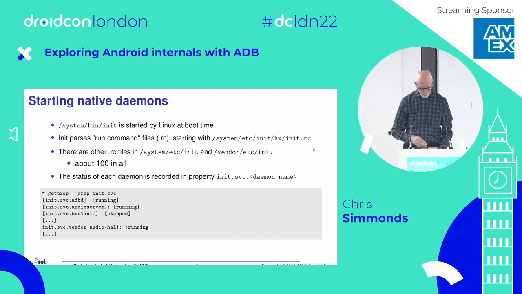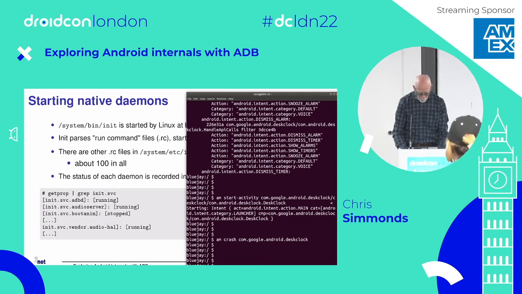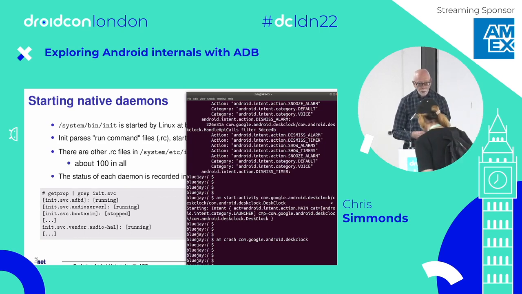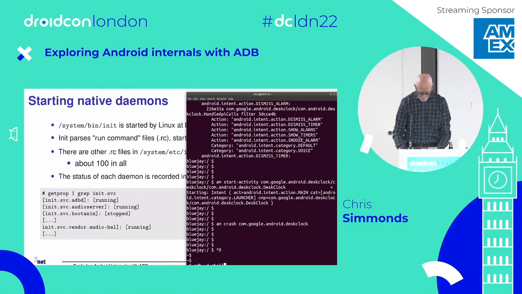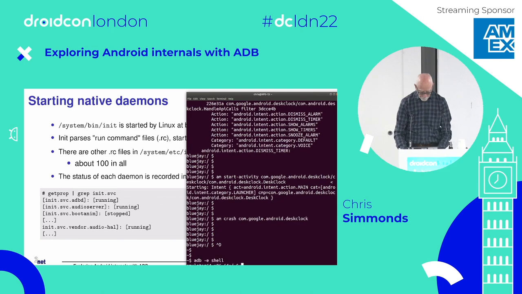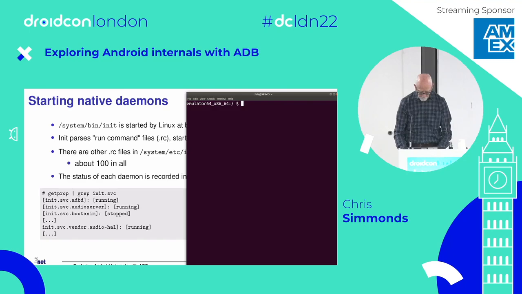Let's have a quick look at these things. I'm going to switch to the emulator at this point because some things that I want to do I won't be able to do from my phone. So do ADB shell -e for emulator. First of all, then let's look at these RC files that are being parsed.